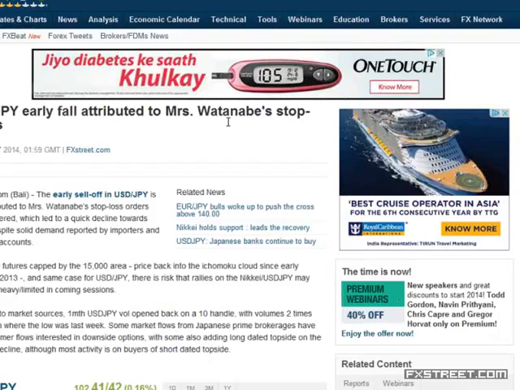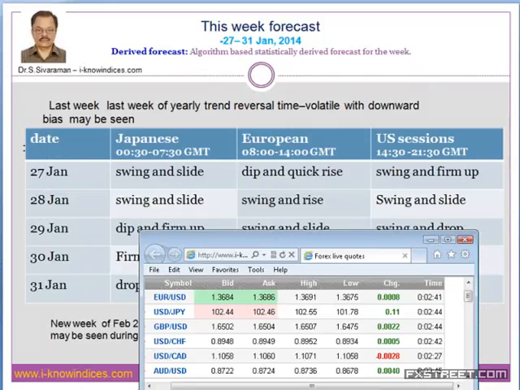You know that the USD early fall was attributed to Mrs. Watanabe's stop losses. Mrs. Watanabe is a nickname for the Japanese housewives. So you find that those sorts of interpretations will be given, but ultimately the players are making such extended stop-ins. What do you understand from this? There may be so many attributes, like Japanese housewives having taken positions with stops and things like that, but the players are here to make extended stop-ins and hit the stops. So now the attribute is they just hit the stops of the Japanese housewives.